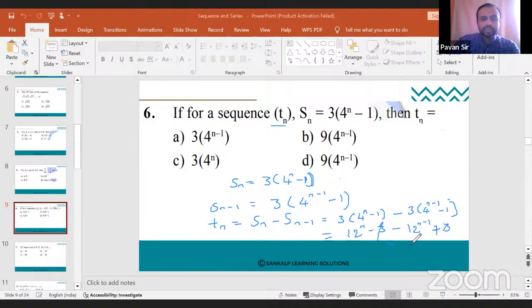If you take 3 as a common, then it is left with 9 into 4 raised to n minus 1 minus 1. So option D is 4 raised to n minus 1. No, because common is not taken: it is 9 into 4 raised to n minus 1. So option D is the correct answer. Option D.